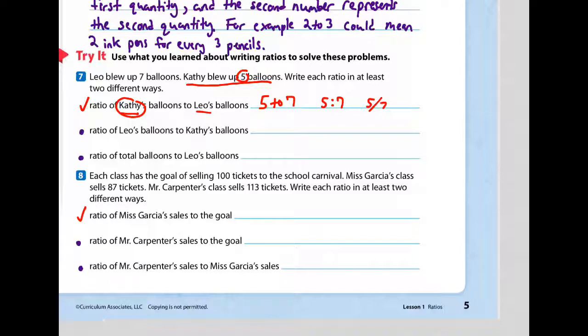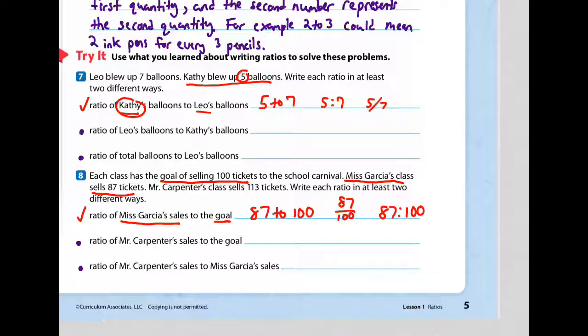So the first one says the ratio of Miss Garcia's sales to the goal. So Miss Garcia's sales must come first. So remember, it said Miss Garcia's class sells 87 tickets. So the 87 must be first. And the goal, it says each class has the goal of selling 100 tickets. So the second number is going to be 100. Now remember, it said at least 2 different ways. So I have 87 to 100. I have 87 to 100 like a fraction. And I have 87 to 100 with a colon. Remember, you just have to pick two different ways.